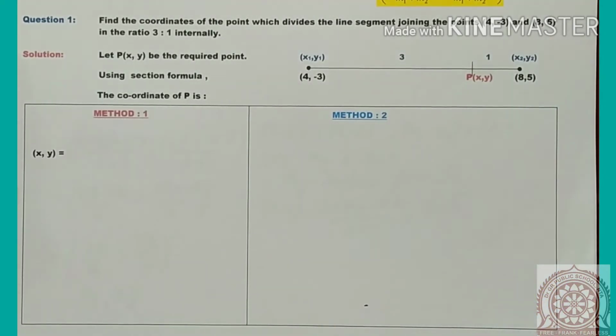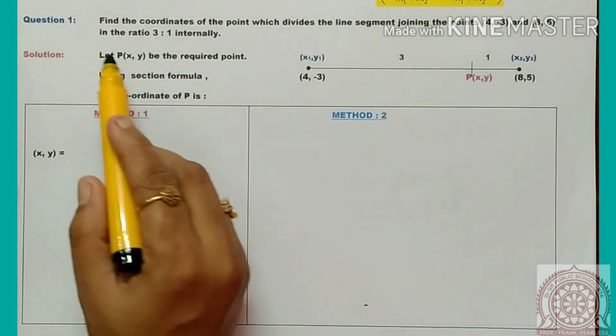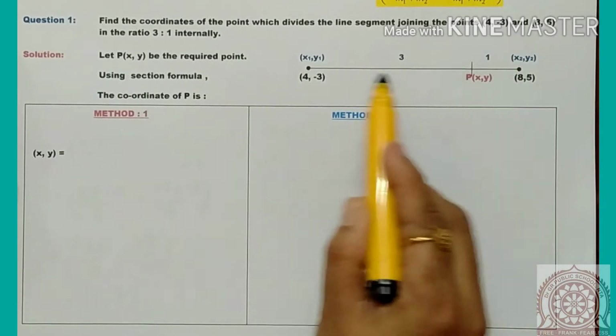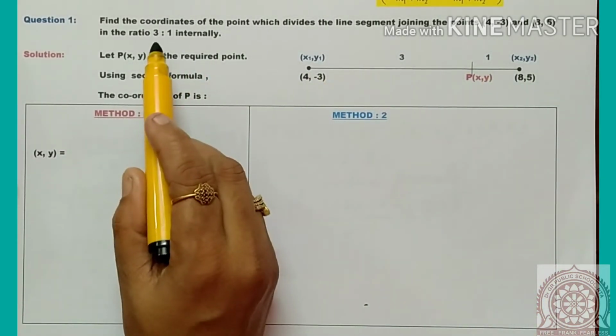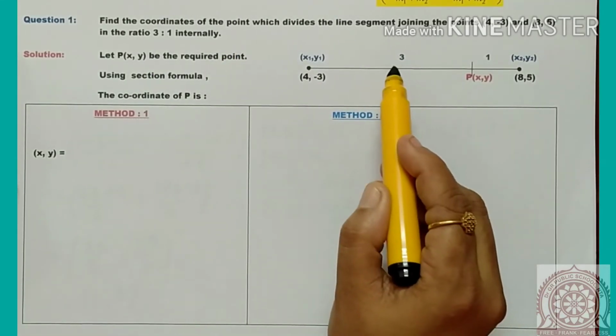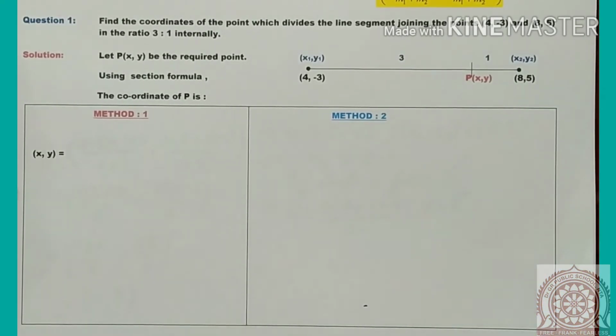For each and every question in this section formula, as well as in coordinate geometry, the figure is very important. Let P(x, y) be the required point. It is given that the point P divides AB in the ratio 3:1 internally. 3:1 means you can think of this one as m1, the other one as m2, and x1 and y1 are given for you.